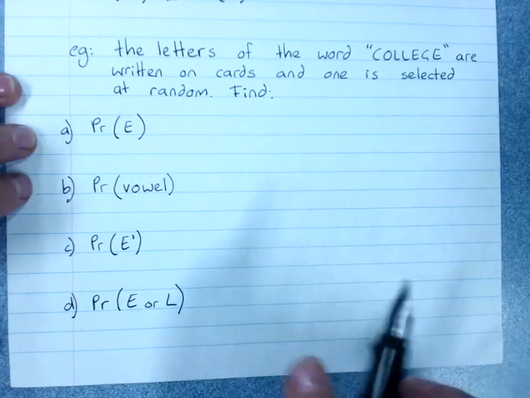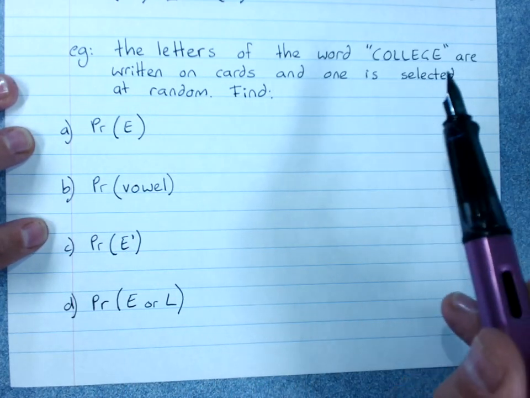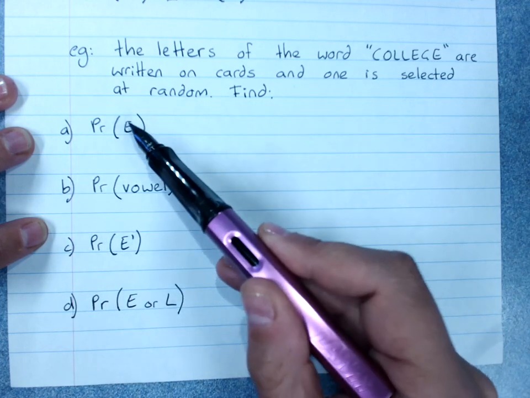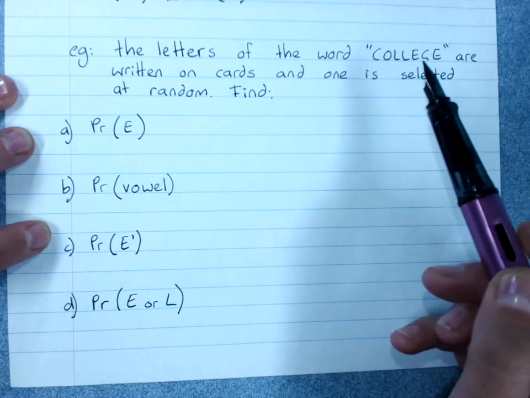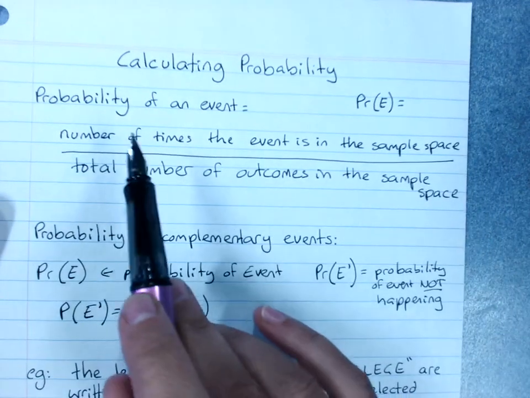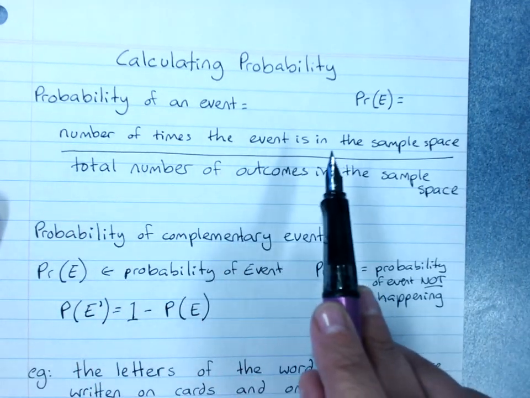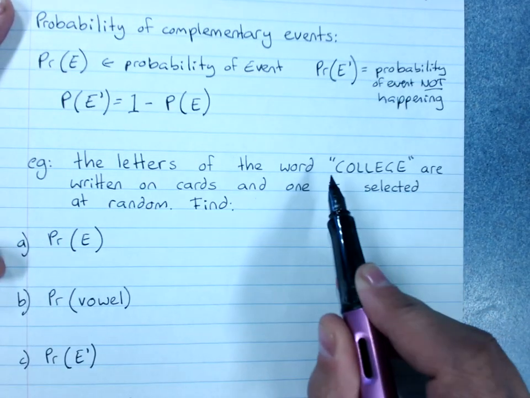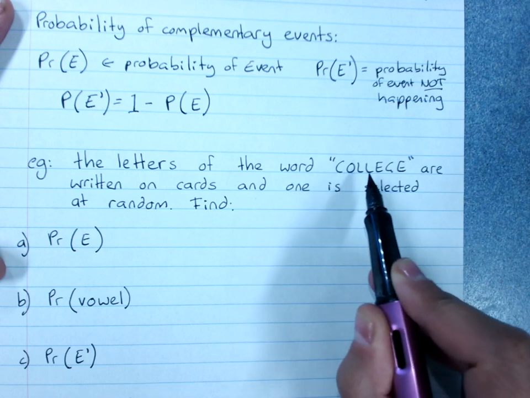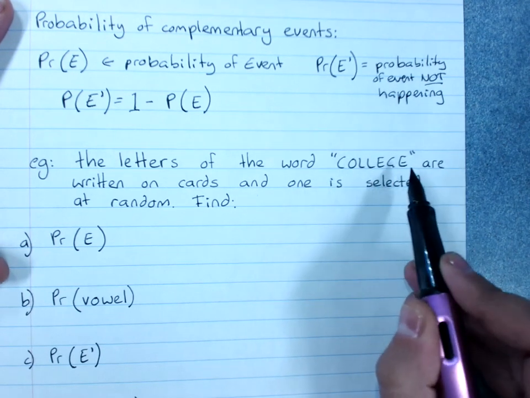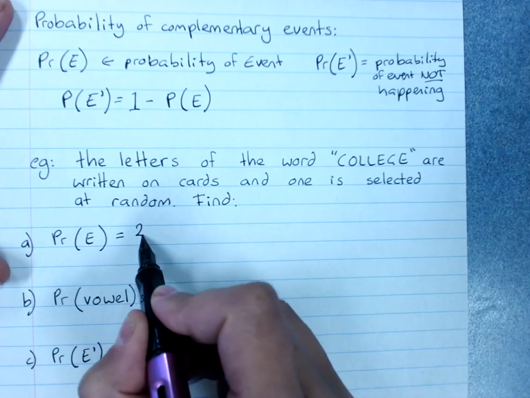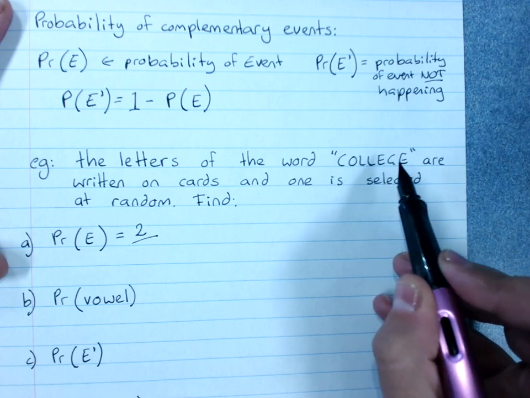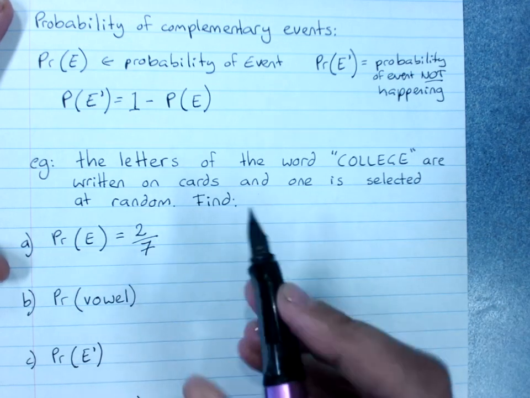So using these for an example, the letters of the word COLLEGE are written on separate cards and one is selected at random. Find the probability of getting an E. So using our formula, that will be the number of times the event is in the sample space. How many E's are there in this sample space? Because of course the sample space is COLLEGE. There's 2 E's, so we say there's 2 E's out of the total number of outcomes, 1, 2, 3, 4, 5, 6, 7. So that's all it means.